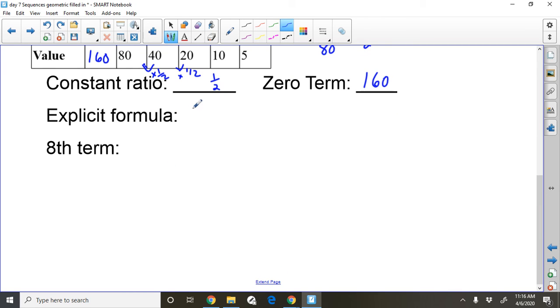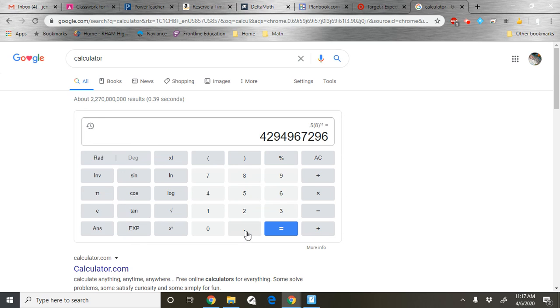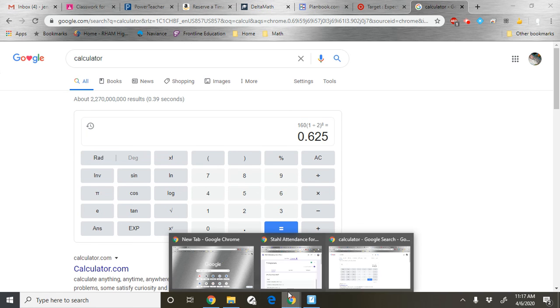My explicit formula is the 0 term times the constant ratio to the n power. Then I want to find the 8th term. I go to my calculator. I type in 160 times, and I can either do 1/2 as a fraction, 1 divided by 2, or you could type in 0.5 raised to the 8th power. And in this case, because the numbers are going down, I get a small number, 0.625.